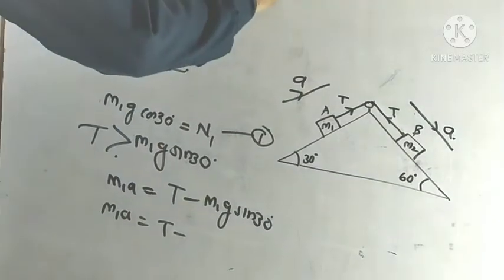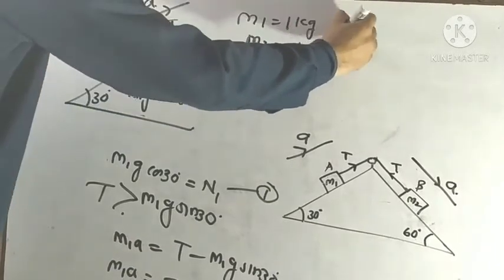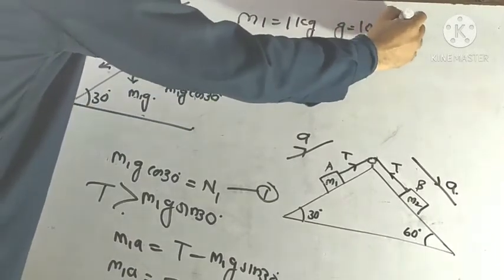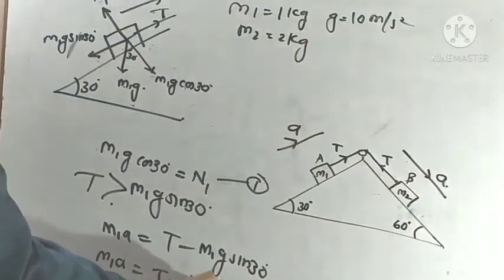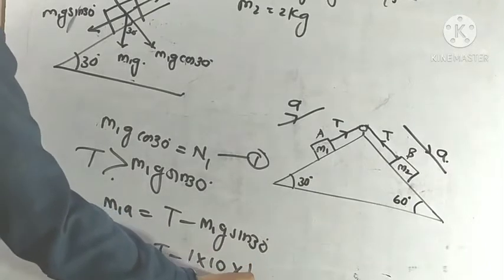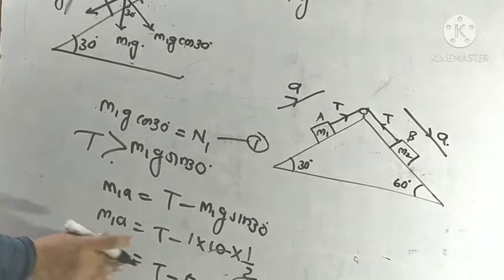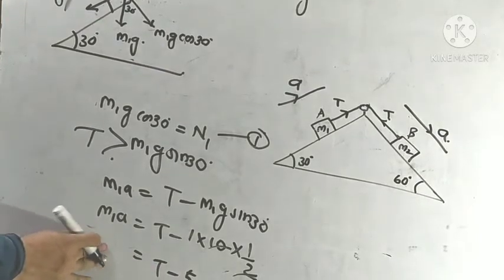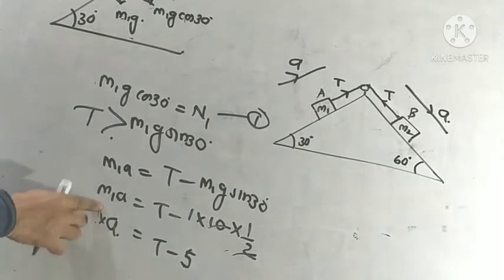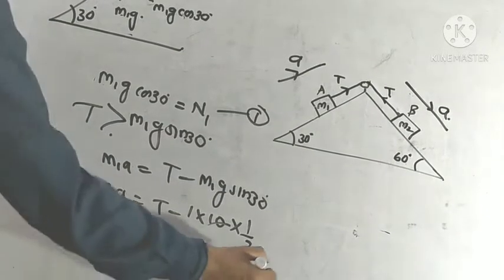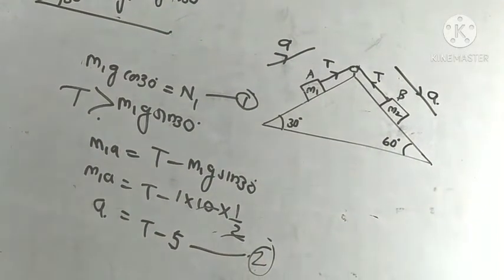m1 is already given here as 1 kg and m2 as 2 kg, and g is 10 meter per second square. So we put all these values here. The value of m1 is 1, into 10, and sin 30 is 1 upon 2. So finally, T minus 5 equals m1a. Acceleration is equal to 1 into a, and finally it becomes a. This is equation number 2: a is equal to T minus 5.